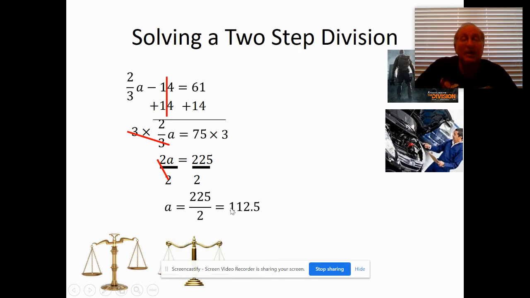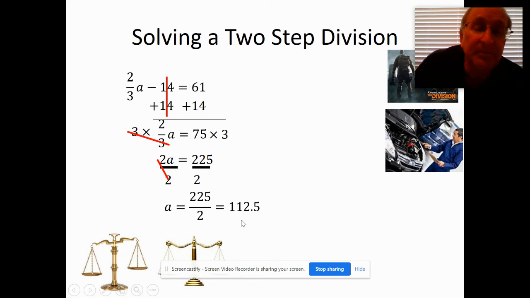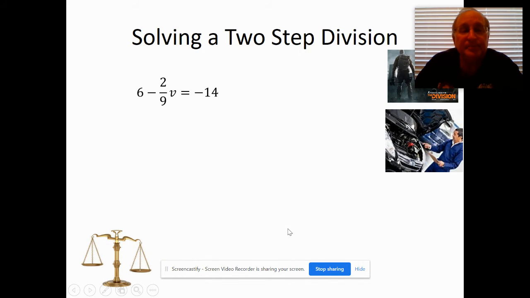You can keep it 225 over 2, which, as a math teacher, I kind of like, an improper fraction. Improper means the larger number is the numerator on top with the denominator being smaller. But that divides to make 112.5 or 112 and a half, depending on which way you want to write the problem out. So let's look at another one here.